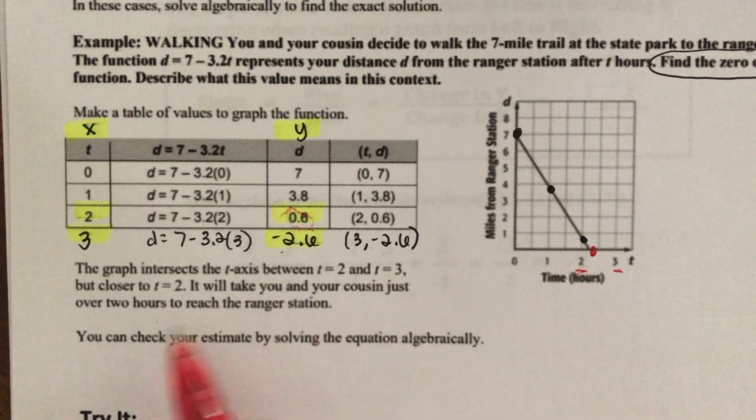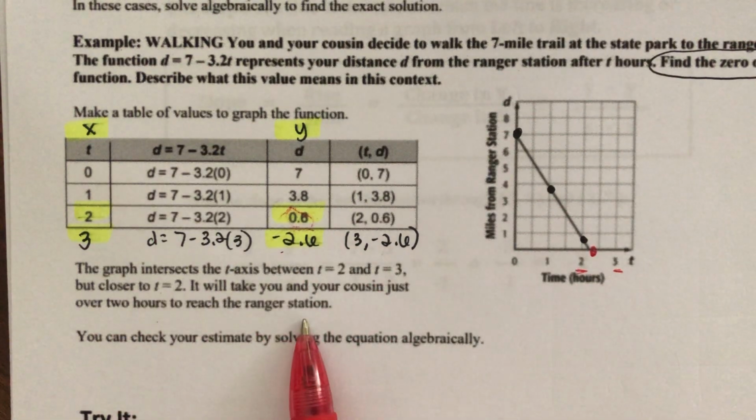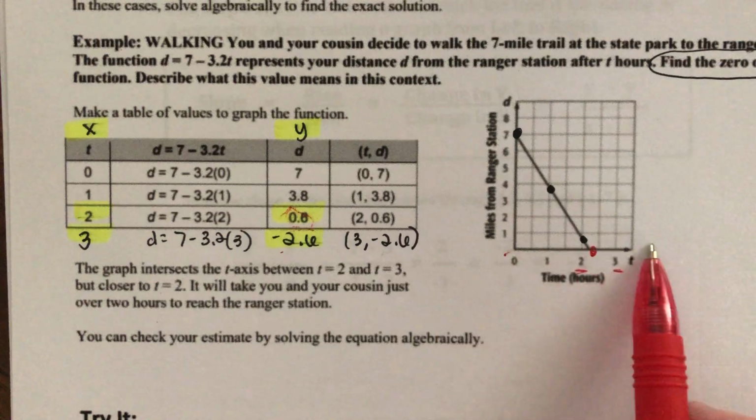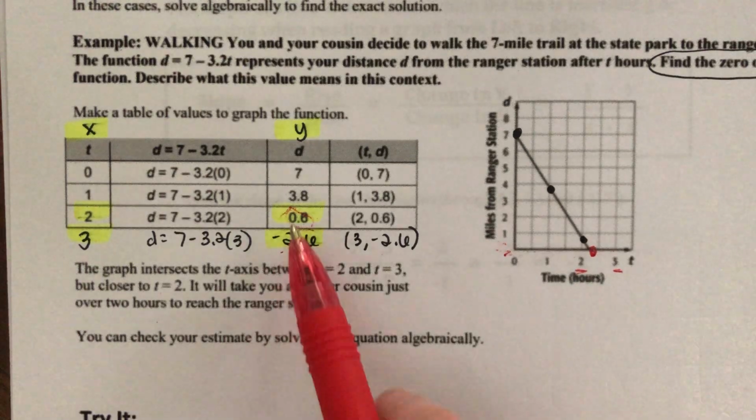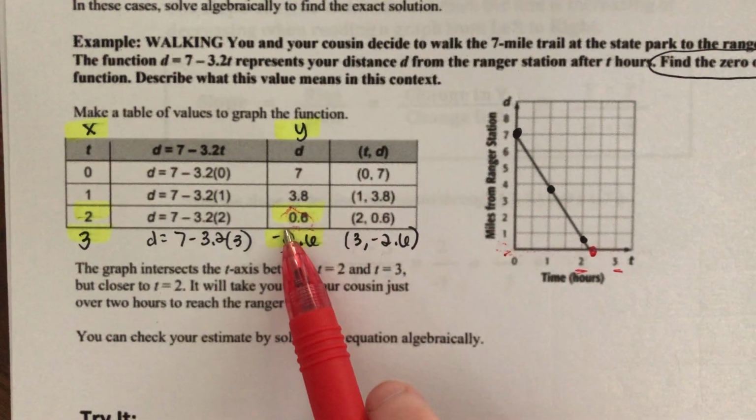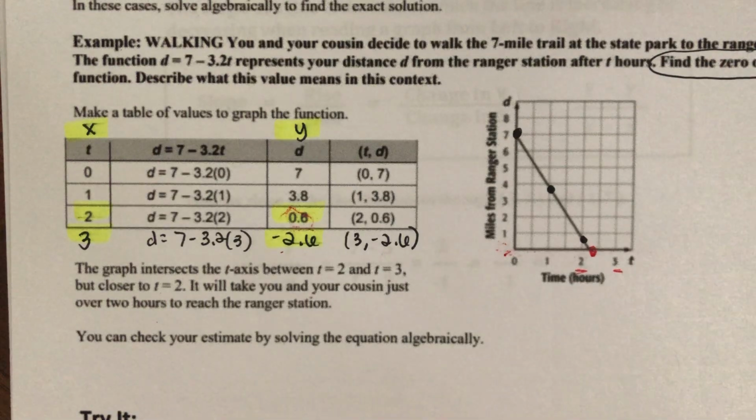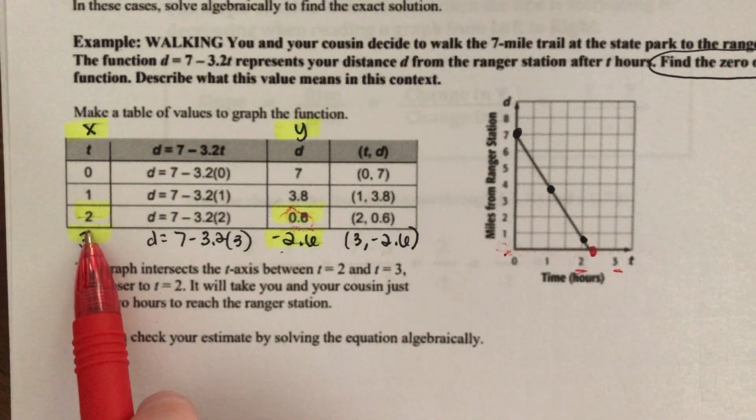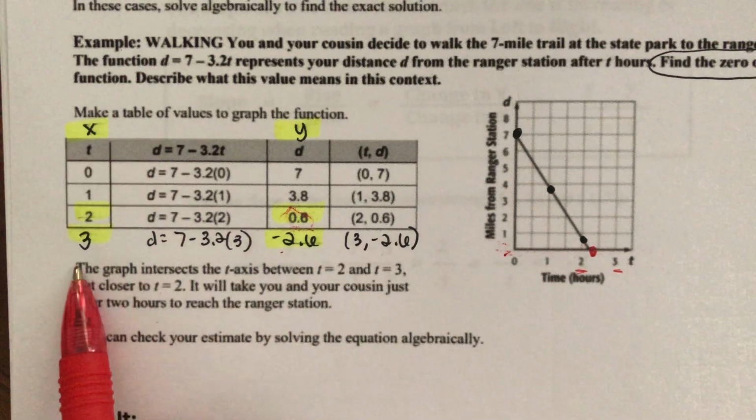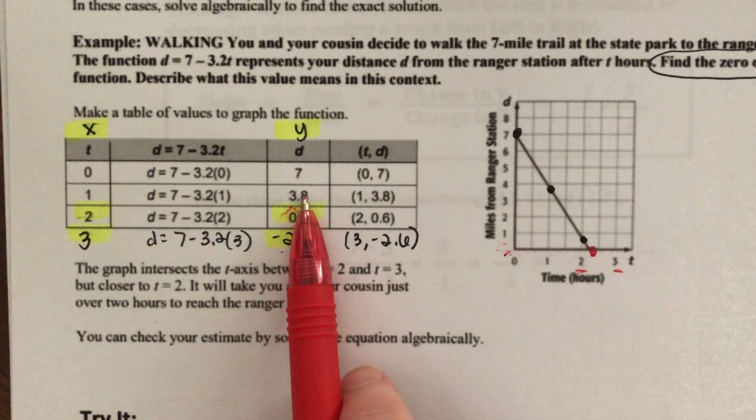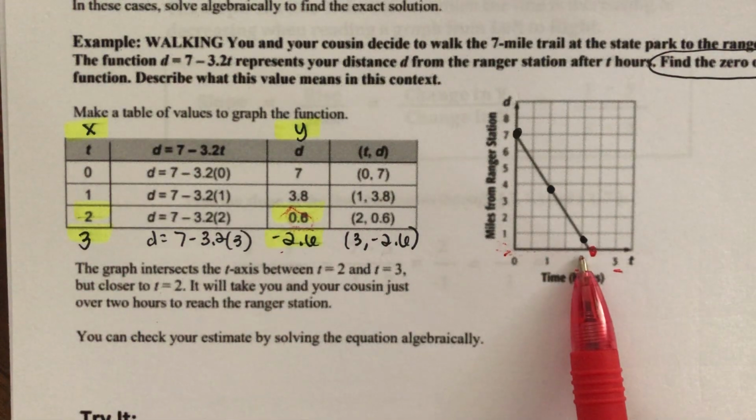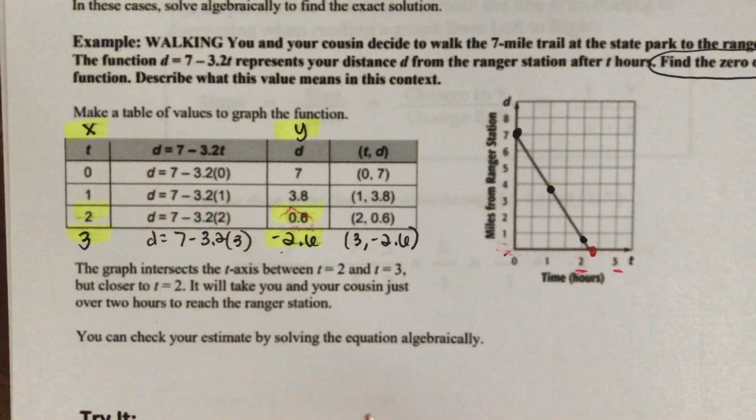It will take you and your cousin just over 2 hours to reach the ranger station. That's us putting it into context, right? To reach the ranger station, that's when we hit the t-axis here, right? That's this solution, the 0 to the equation. When we plug a 0 in for y is our distance. So when we are a distance of 0 miles away from the ranger station, how long did it take us to get there? What was t? That's our x value, right? So to get 7 miles to the ranger station when we're 0 miles away, time is just a little bit over 2 hours. It's not to 3 yet. It's not even halfway to 3. It's just a little bit over 2.